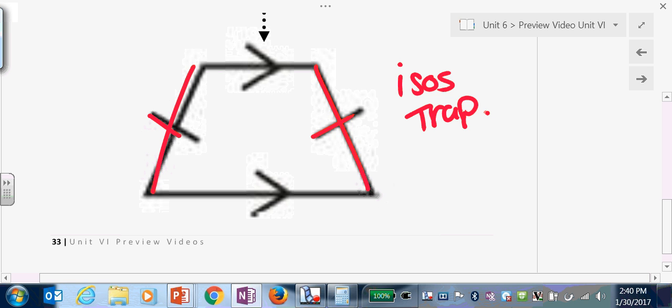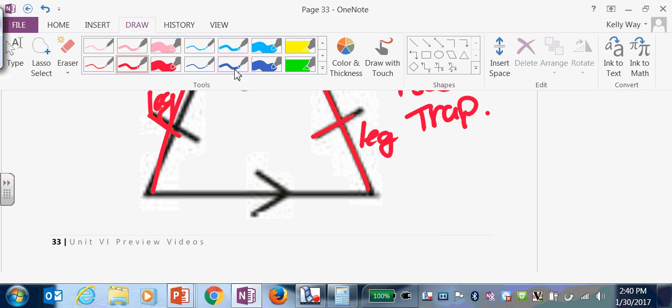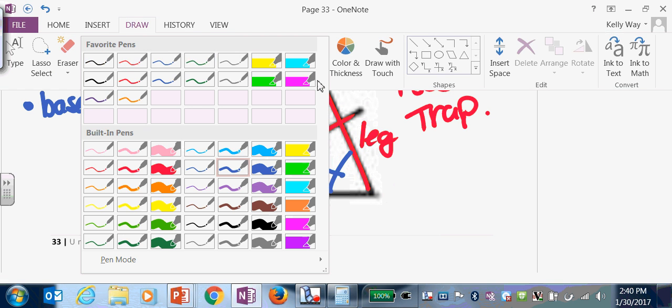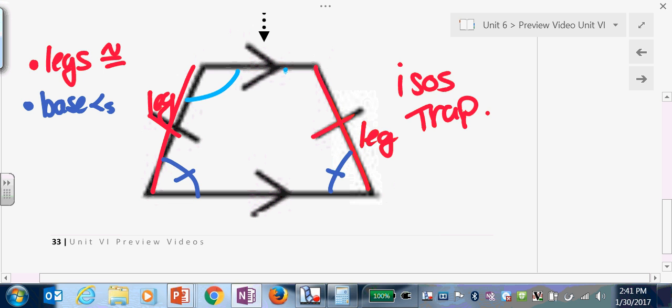That isosceles trap has several characteristics. 1, it has 3 things congruent. By definition, an isosceles trap has legs which are equal. Two, the base angles, that means the angles connected to the bases. So those 2 blue angles are going to be congruent. And then the light blue angles are congruent. Notice the matching hatch marks.